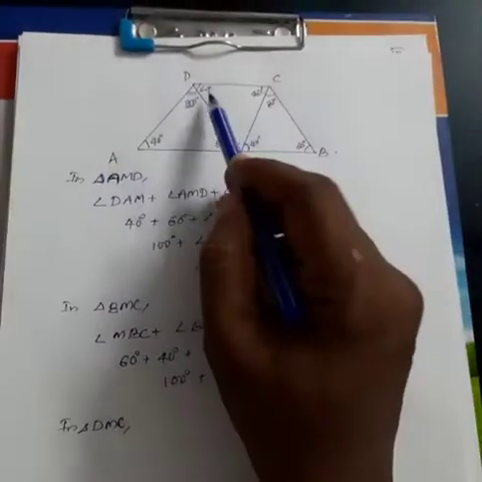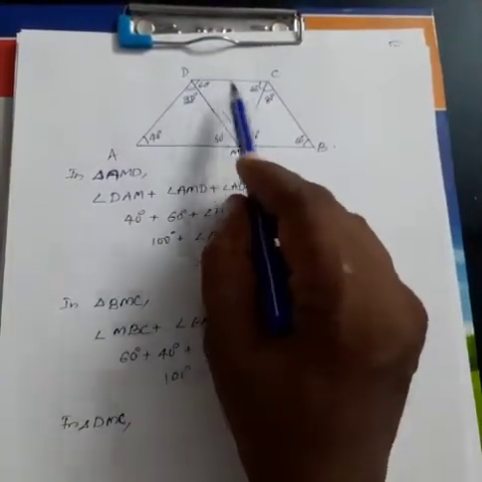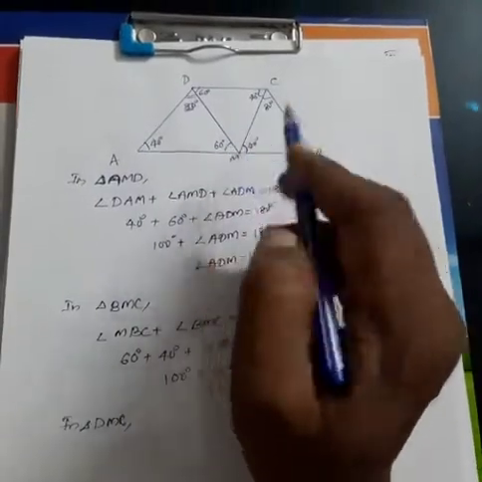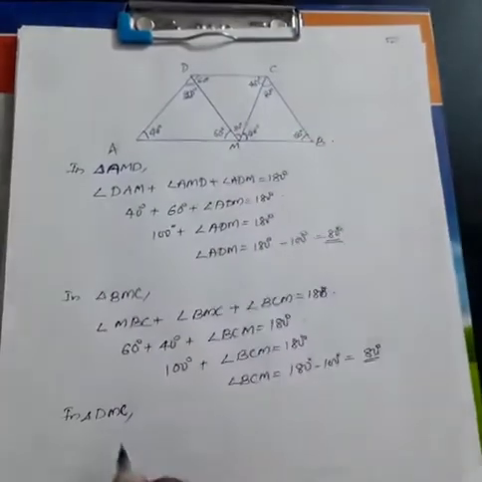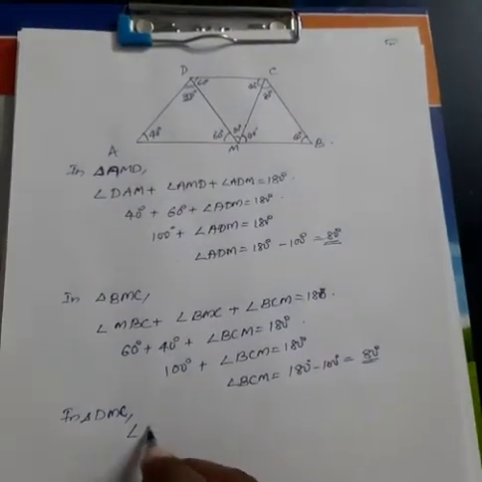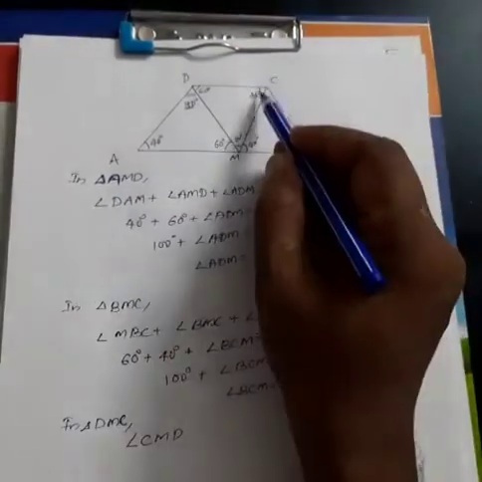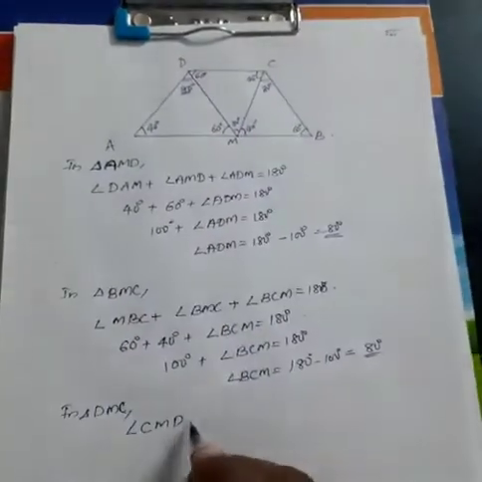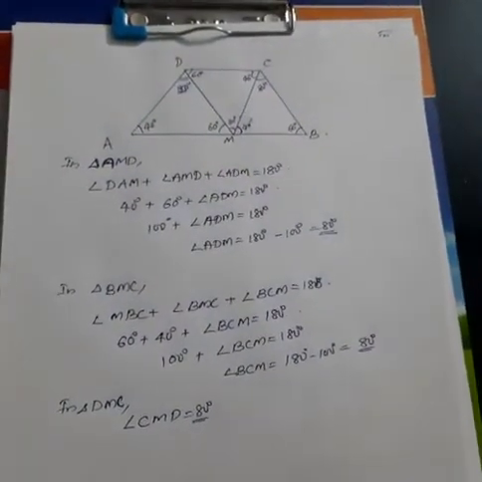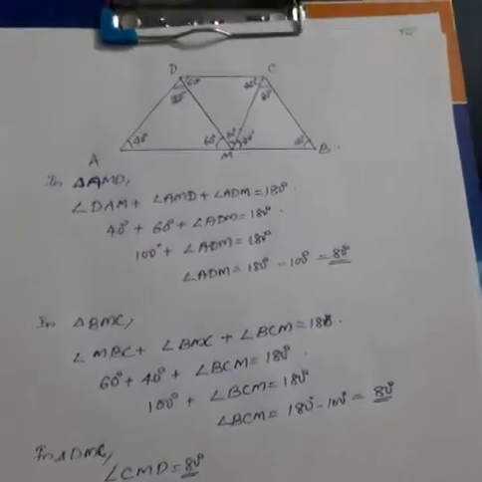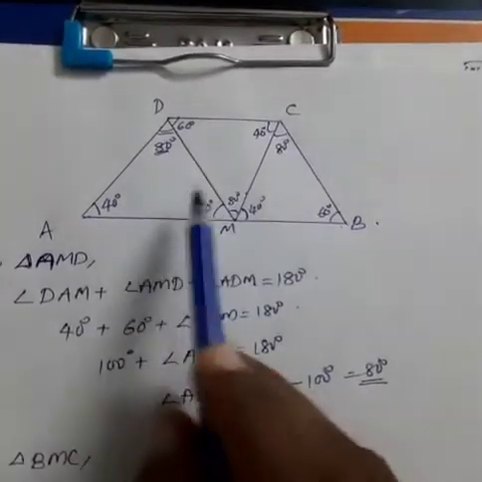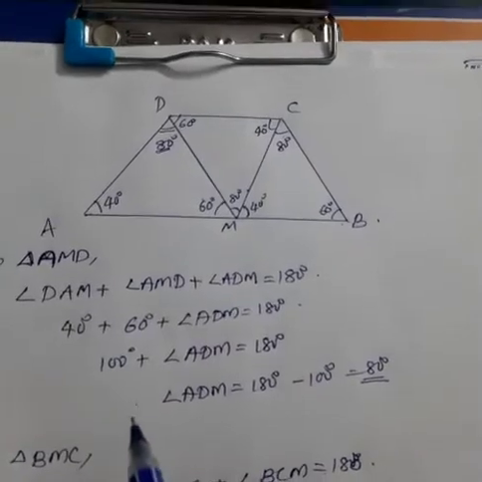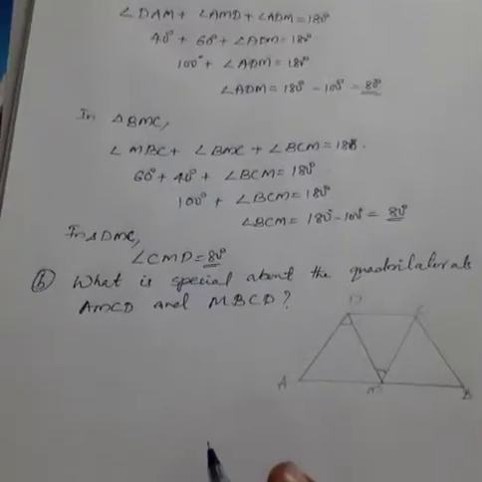Same like in the third triangle also, these two are 60 and 40. So this one is 80 degrees. So angle CMD is equal to 80 degrees. So we got all angles of these three triangles.